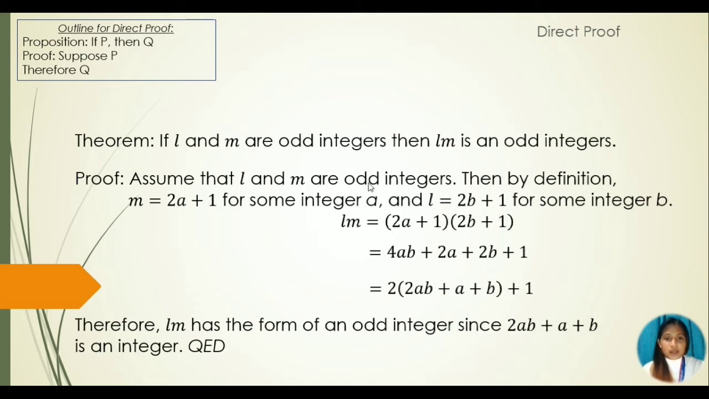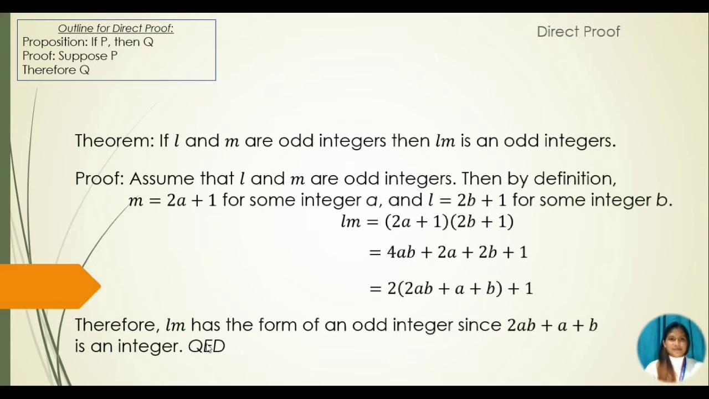So we have our definitions of LM. LM is equal to 2a plus 1 times the quantity 2b plus 1. We will expand the brackets. So we have now 4ab plus 2a plus 2b plus 1. Since 2 is the common factor, we can rewrite this as 2 times the quantity 2ab plus a plus b, plus 1. Therefore, LM has the form of an odd integer since 2ab plus a plus b is an integer.